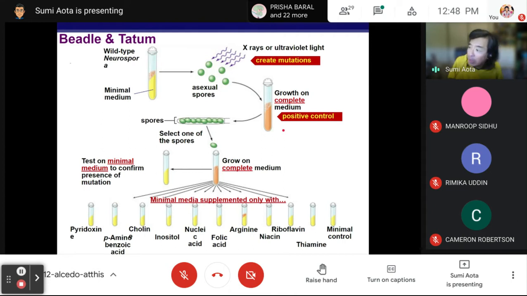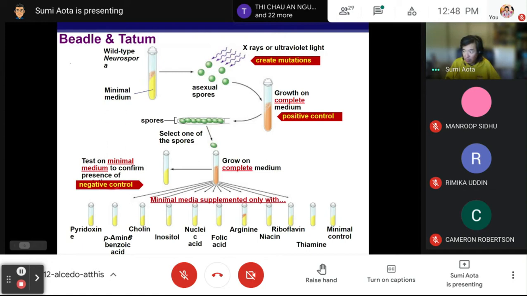Okay. Once they knew that they could grow and they were not dead, now you have to try and find out if a mutation occurred. So they took one of the spores, because they're only looking for one mutation, and they grew that one spore on complete media, and then took a sample of those and tried to grow them on minimum media. So this is a negative control, okay?